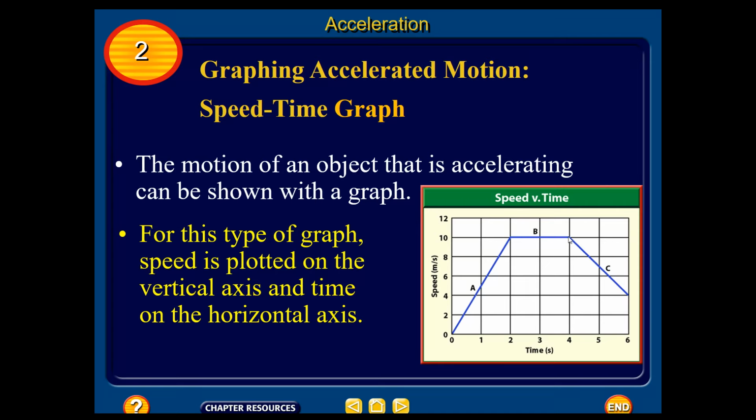A horizontal line on this type of graph, unlike a distance time graph, represents constant speed, meaning you are not changing speeds. You are going the same speed for a certain amount of time. And on this type of graph, a downward sloping line represents slowing down, which is also called negative acceleration.